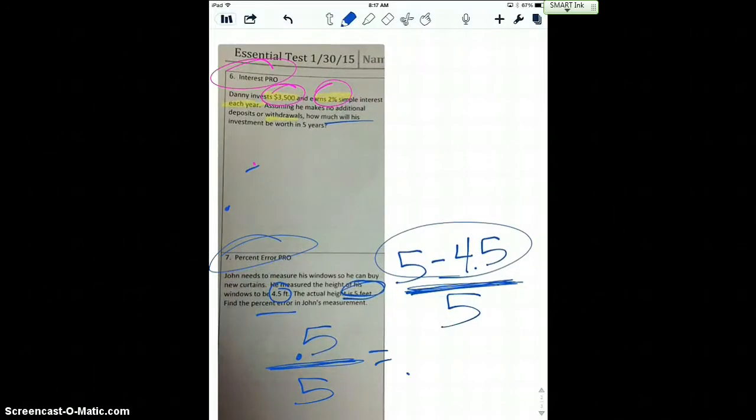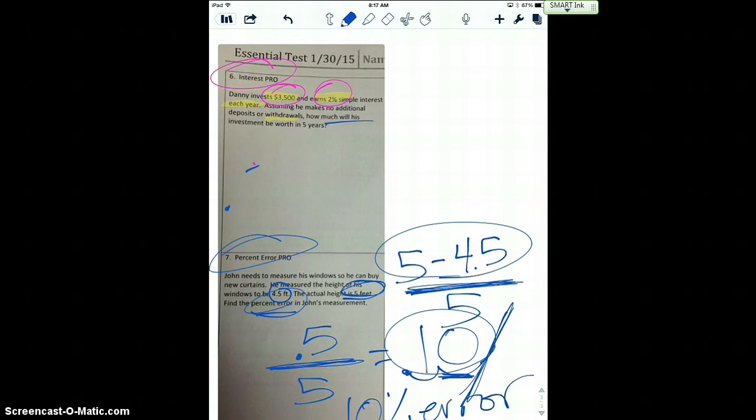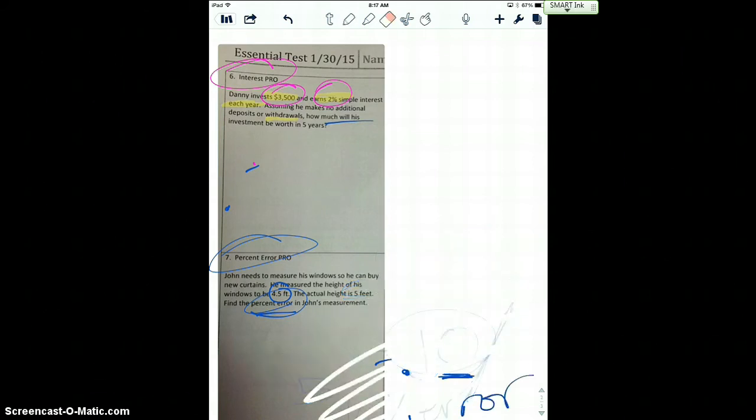So this equals 0.1. Now it asks for a percent, so percent is to the hundredths. So if I go to the hundredths, there's nothing there, so what should I put there? A 0. Move the decimal to be there. And what percent do I have? 10% error. Okay? He was off by 10%.